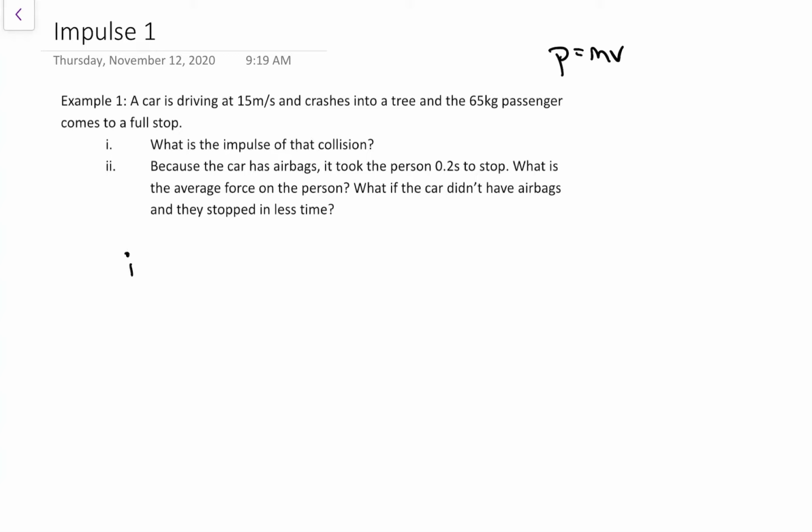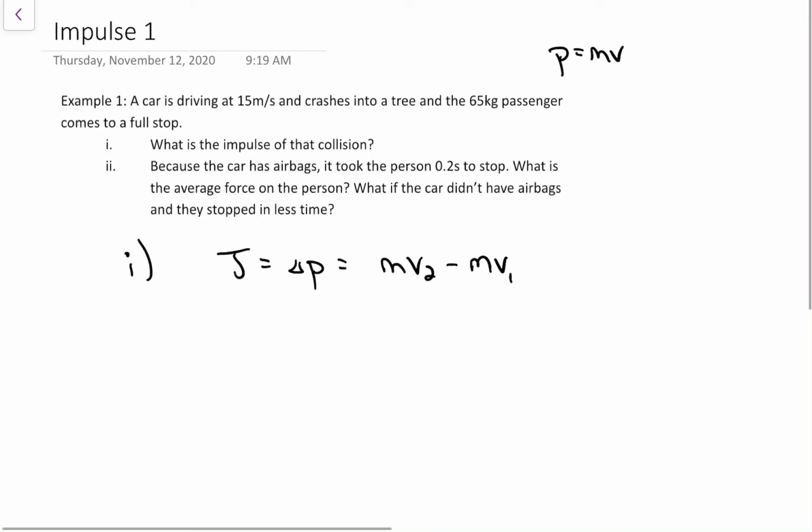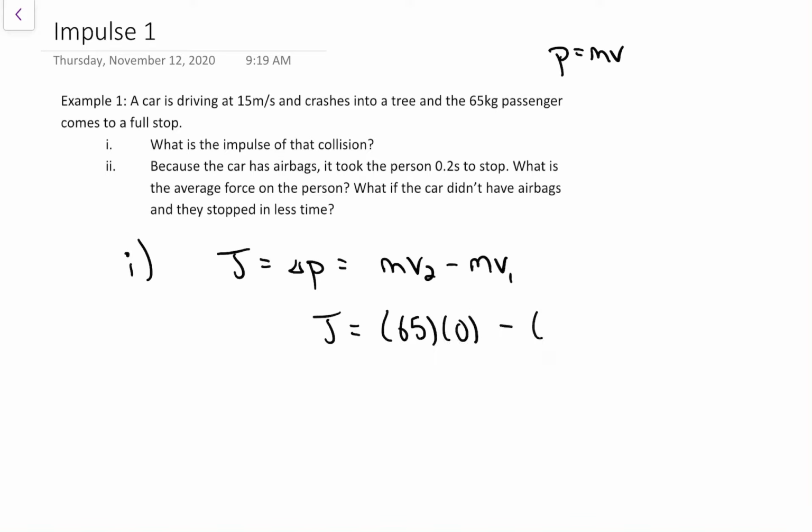In this question, I can get impulse because I know about the masses and the velocities. So I'm going to say impulse is delta momentum for this case, and that's going to be mv2 minus mv1. The masses aren't changing, that's a constant mass. We've got a person traveling at 15, so here I'll just plug in numbers. So our J is going to be our 65 kilogram person. It ends up that they're not moving, they're at rest. And initially our 65 kilogram person was going 15.